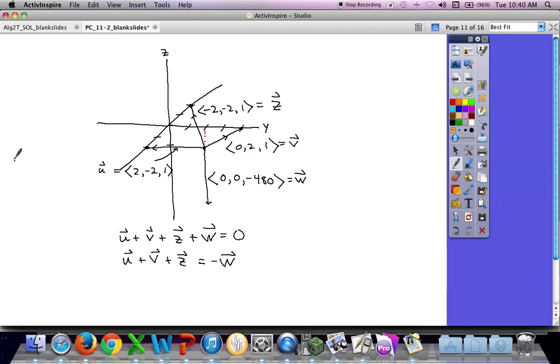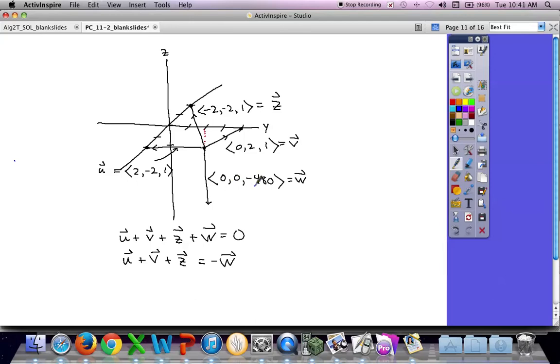Okay, I think you probably need to visualize it in some way, but here are these three that we just calculated, right? Now, the vector of the weight that's being pulled down, we know that one. That is 0, 0, negative 480, because it's a weight and it's pulling straight down.